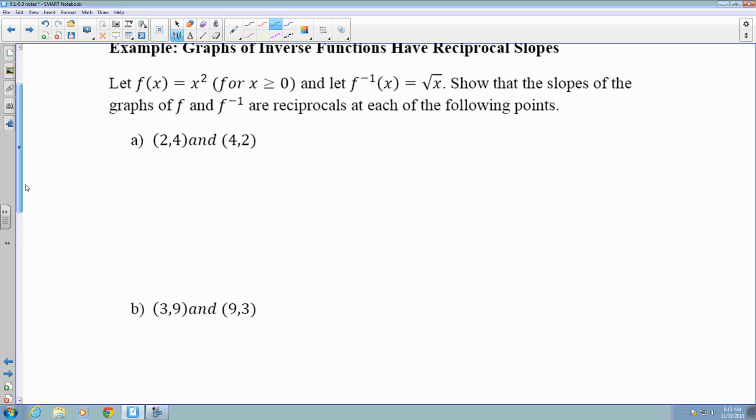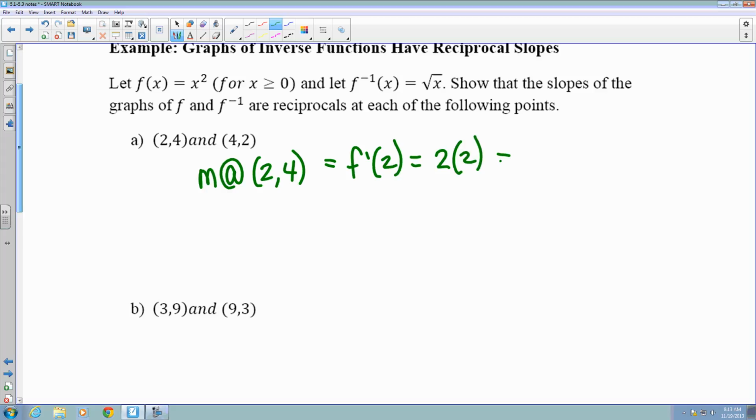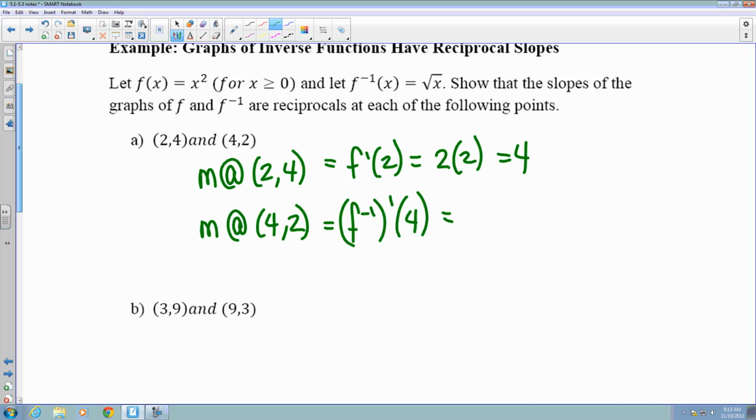What we want to do is show that the slopes of the graphs of f and f inverse are reciprocals. So if we have slope at 2, 4, we're going to put that into the derivative of f, which is 2x. So 2 times 2, or 4. And then we're also going to look at the slope of the other point, 4, 2, at the derivative of the inverse. And we're going to plug that in. It's 1 over 2 times the square root of 4, which is 1/4. So they are reciprocals in that point.